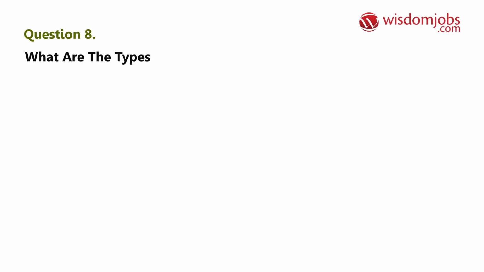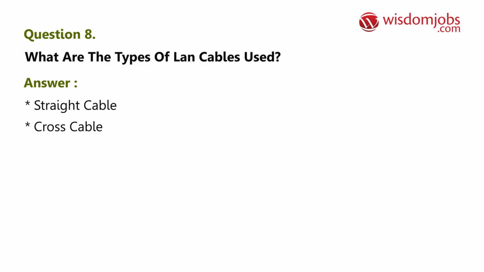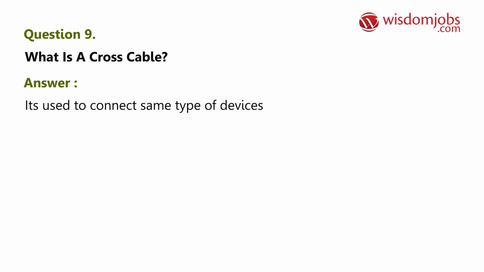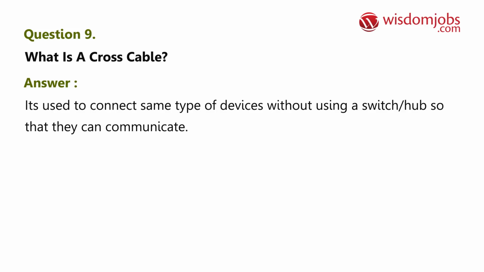Question 8. What are the types of LAN cables used? Answer. Straight cable or cross cable. Question 9. What is a cross cable? Answer. It's used to connect same type of devices without using a switch or hub so that they can communicate.